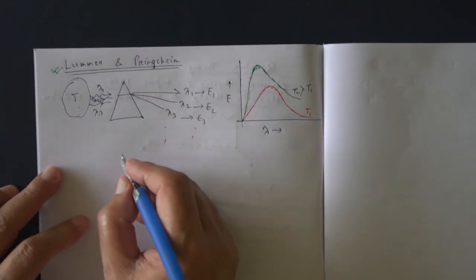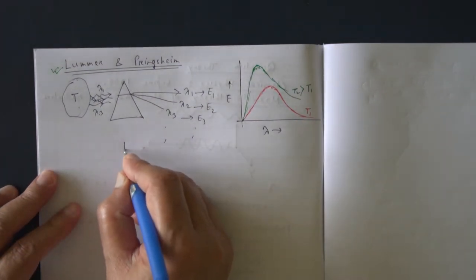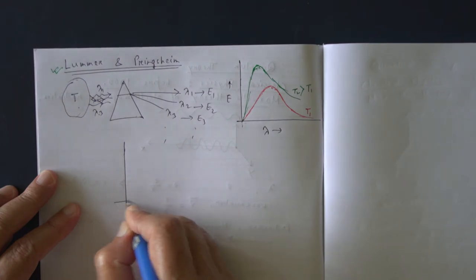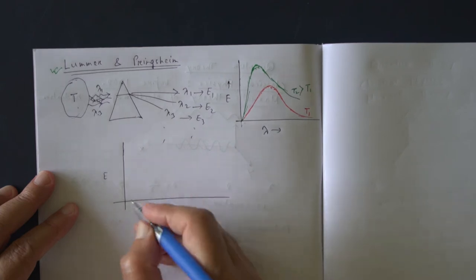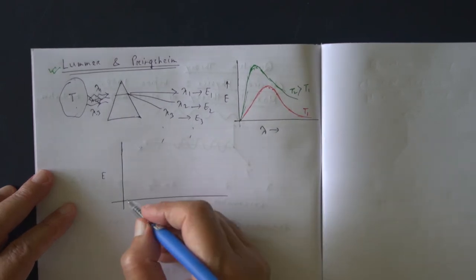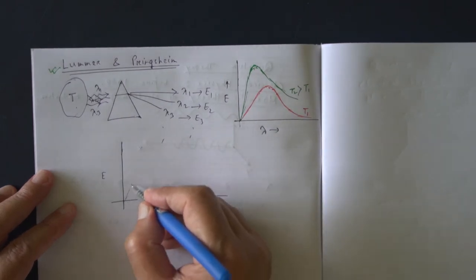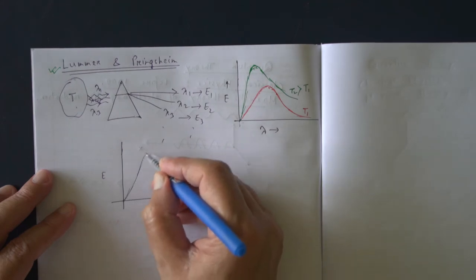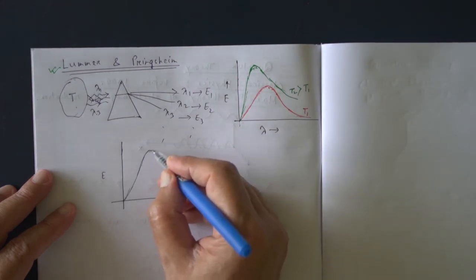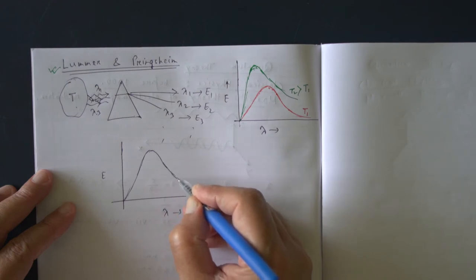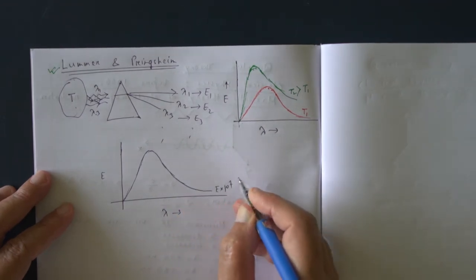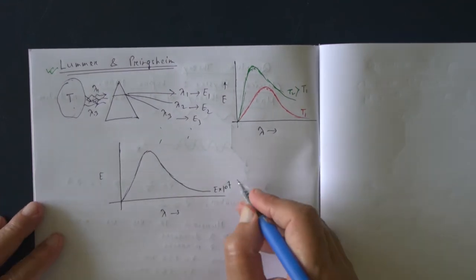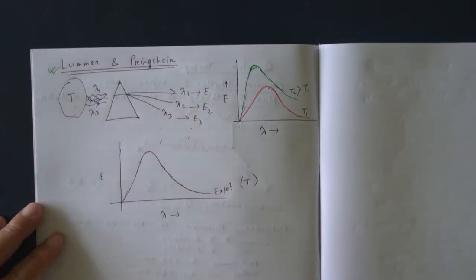So let me draw it like this. Say this is the graph, energy versus lambda. This is the experimental graph at some temperature, say T.